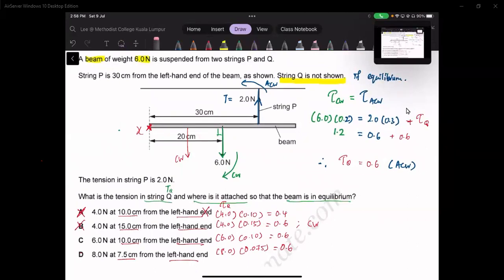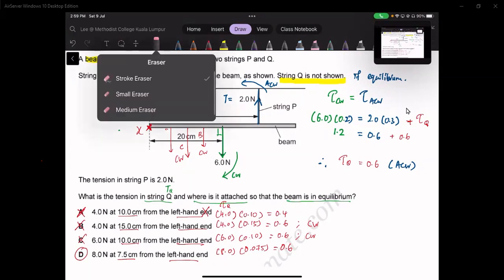So you have option C here. You have option B here. These are all clockwise, so out. D is also clockwise. I feel like D is also clockwise because 7.5 is also at the left side and it's even closer. So 7.5 is here. So it looks like everybody is clockwise. Therefore D isn't the answer either, so how?